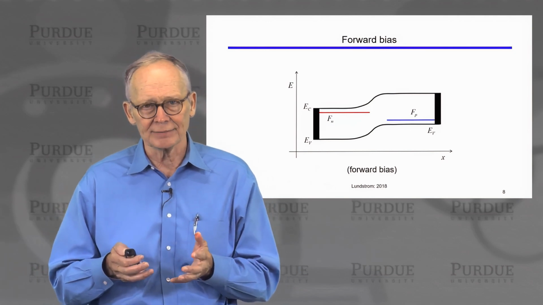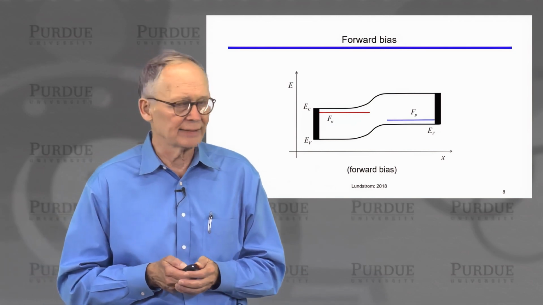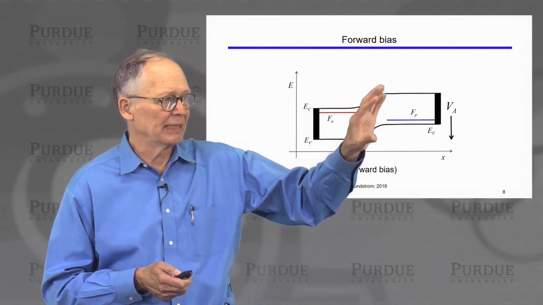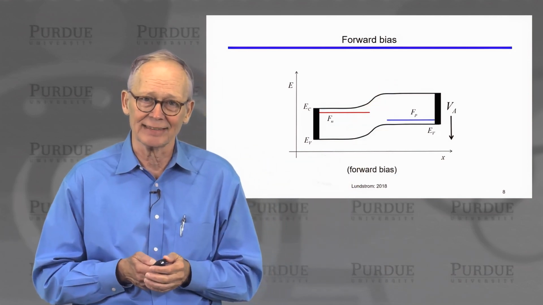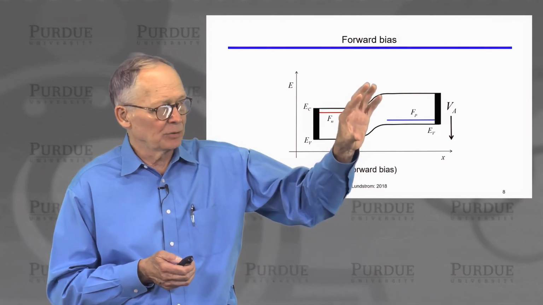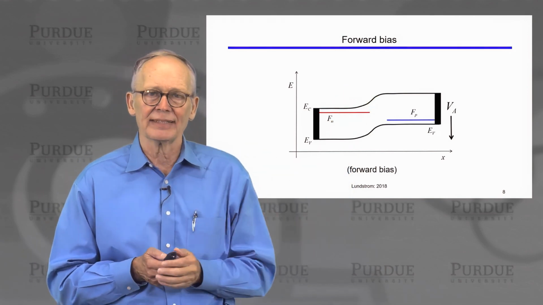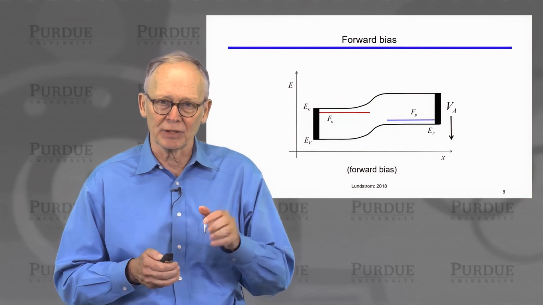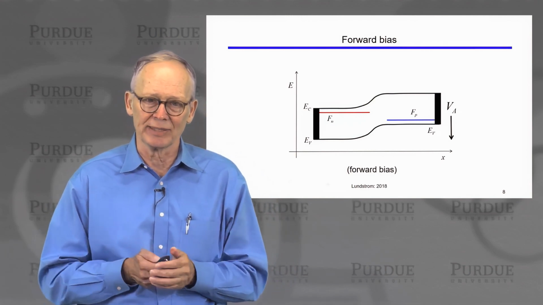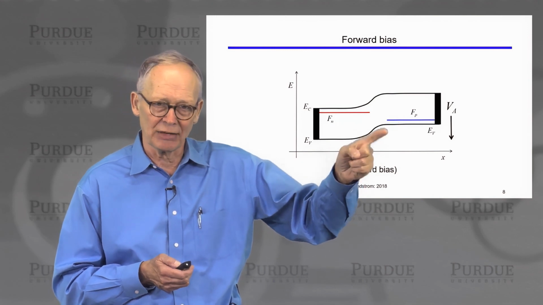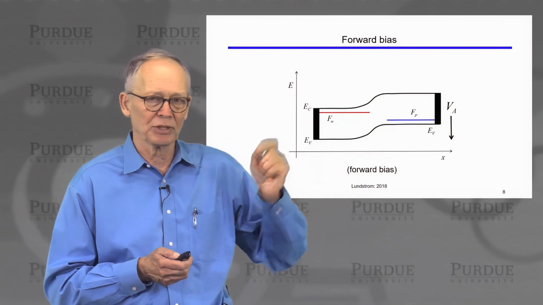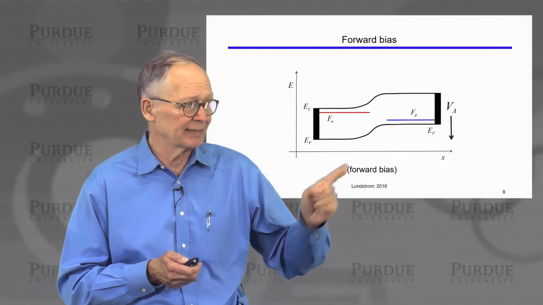Under forward bias, the p-n junction will look like this. We will apply a positive voltage to the p side, or I could apply a negative voltage to the n side, it doesn't matter. The positive voltage on the p side will pull everything down and split the Fermi levels. We now call them quasi-Fermi levels. So we'll pull the quasi-Fermi level for holes down on the p side. It'll be below the quasi-Fermi level for electrons on the n side.